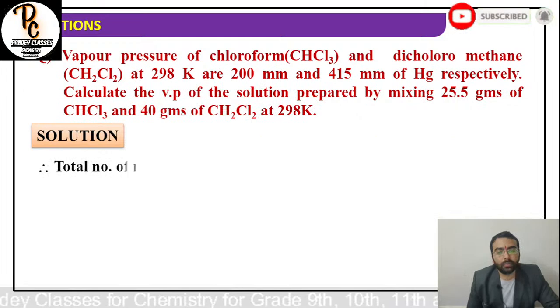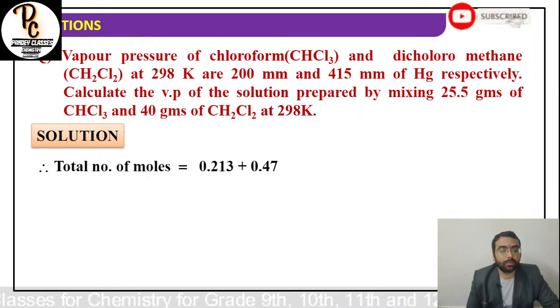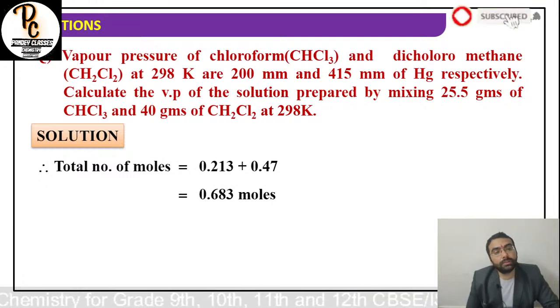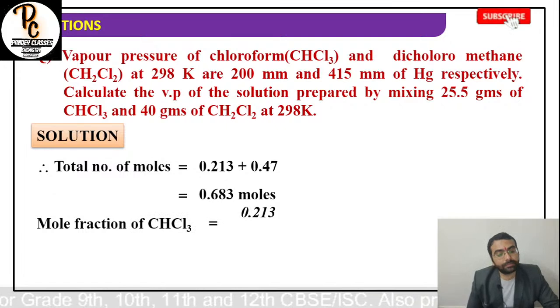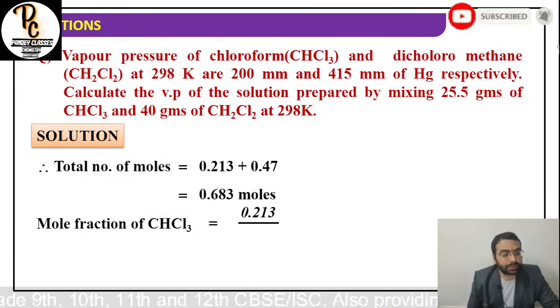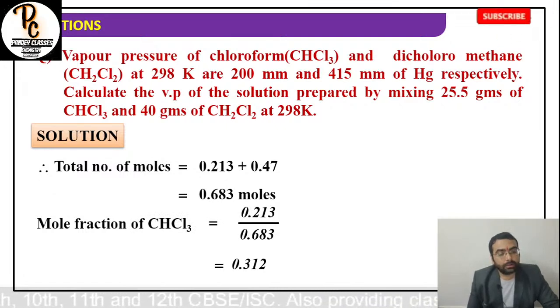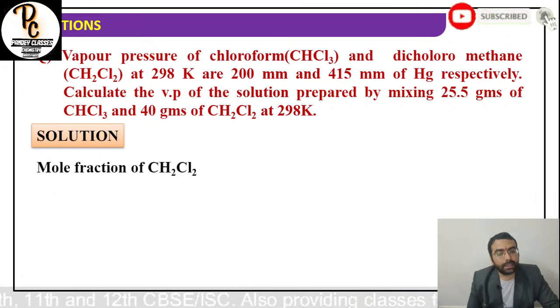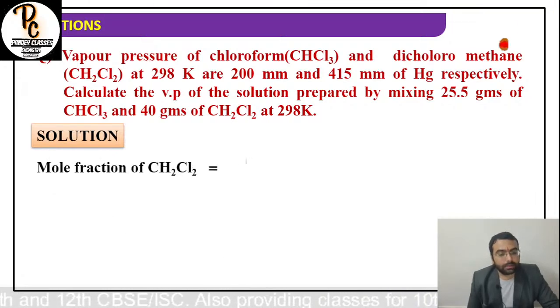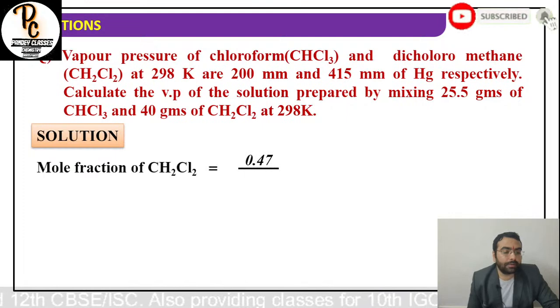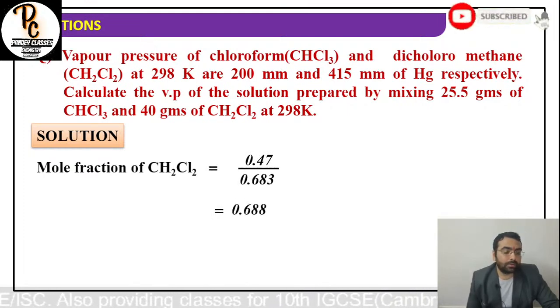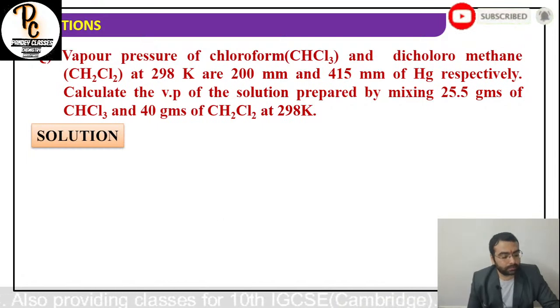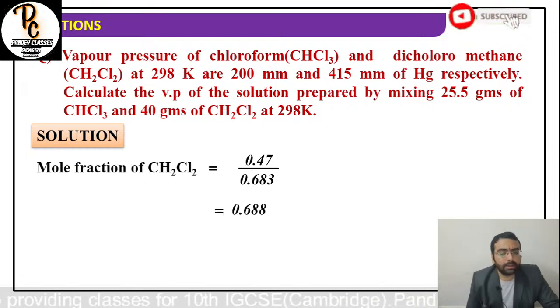So here we are getting the total number of moles, 0.213 plus 0.47, which is 0.683 moles. The mole fraction of CHCl3 will be 0.213 divided by 0.683, so it is 0.312, and in case of CH2Cl2, 0.47 divided by 0.683, so 0.688. This is only the mole fraction.